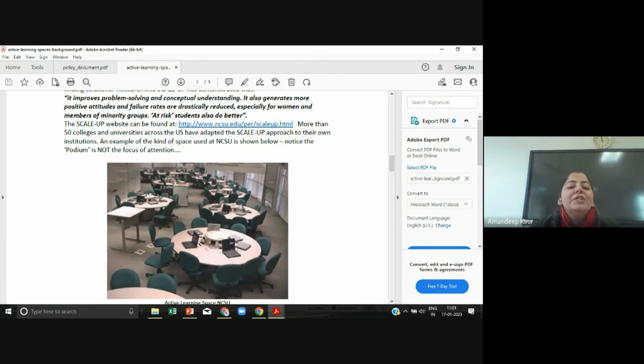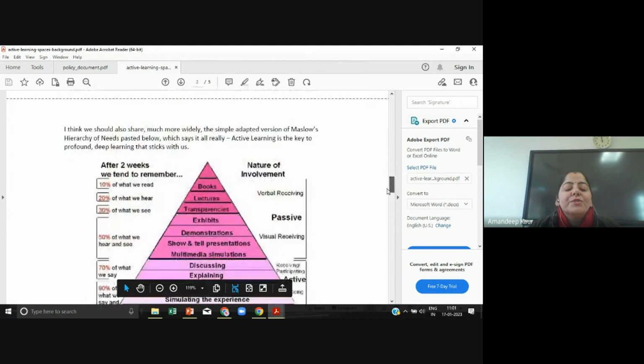Now see the arrangement that is created in this particular lecture hall. The podium or this particular table is provided to the faculty to observe all the student groups, and at the same time the students sit around the round tables with internet or laptop facilities available to them for sharing different resources.